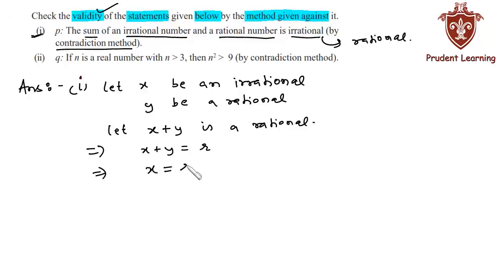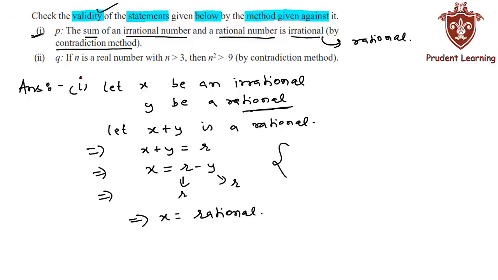and now keeping x all by itself on the left hand side of the equation, we have x equals r minus y. Now if you observe carefully the right hand side of the equation, you'll find that r is rational as well as y is also rational, as we have assumed y to be a rational number in the beginning of the solution. And we know that the difference of two rational numbers is also a rational number, which means x is also rational. If you wish, you can write the reason for this.